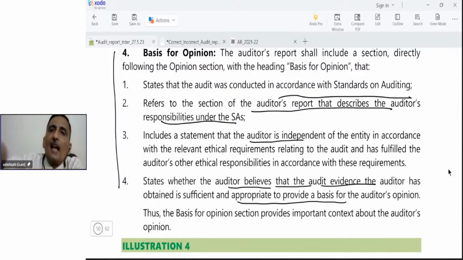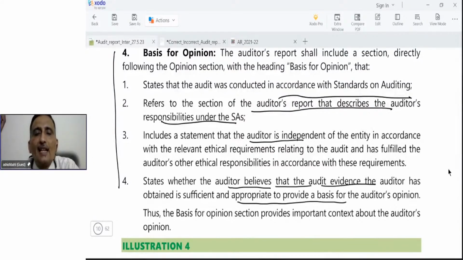So here the heading would change. It would become basis for qualified opinion. And the opinion heading would change. It would read as qualified opinion. So these things we would be covering when we do SA 705, modification of opinion.